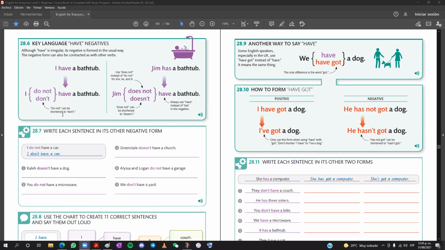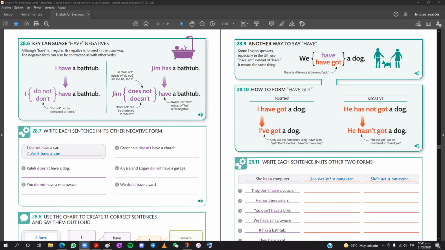Do not can be shortened to don't. Entonces, tengo una tina, no tengo una tina, y do not puede ser acortado a don't, igual que en cualquier otro verbo. Jim has a bathtub. Jim does not have a bathtub. Jim doesn't have a bathtub.